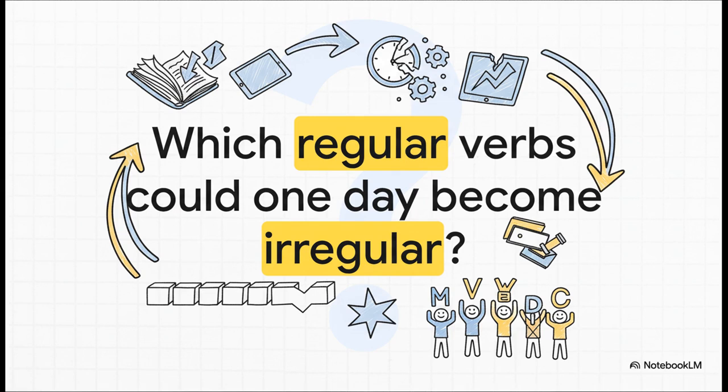And that brings us to one last thought. You know, language is always changing, it's always evolving. Hundreds of years ago, a lot more verbs were irregular. Today, some are actually becoming more regular. It kind of makes you wonder, which of our normal rule-following verbs today might become the quirky rule breakers of the future? Something to think about.